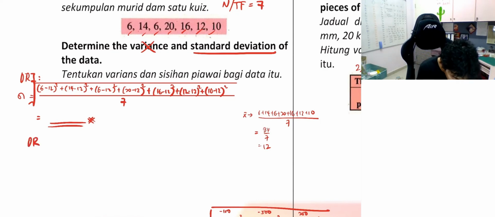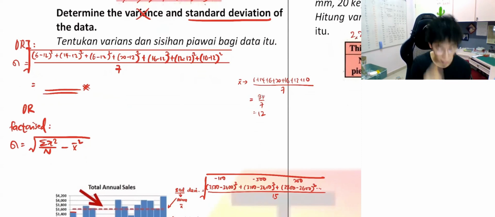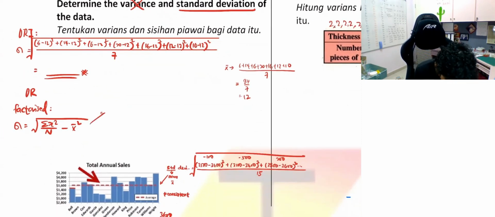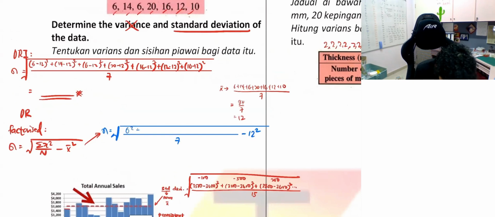Or we can use the factorized version of standard deviation. This is the one: sigma x squared divided by n, minus mean squared. So everyone, now we're going to do this together. This is the one I like so much. I'll write it in blue color. So standard deviation equals square root of, now see, we have to minus 12 squared definitely. Now everyone, divide by a total of 7, and now you're going to do this: 6 squared plus 14 squared plus 6 squared plus 20 squared plus 16 squared plus 12 squared plus 10 squared.